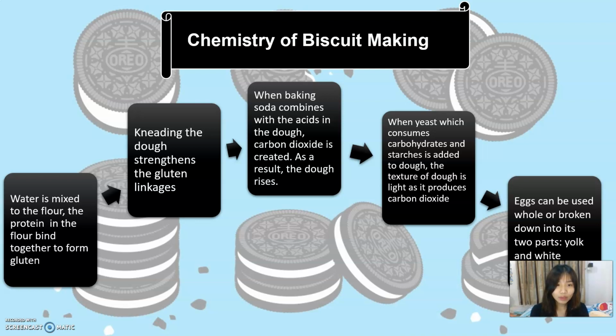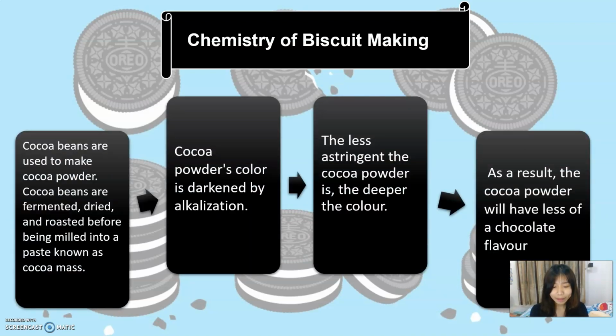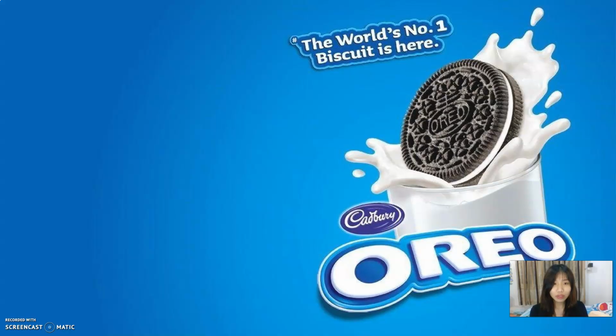Then, egg can be used whole or separated into yolk and white. After that, Oreo uses black cocoa powder. The powder form of cocoa is made from the beans. Prior to being ground into a powder, cocoa beans undergo a series of processing steps that result in the cocoa mix. Then, alkalization darkens the cocoa powder's color. The darker the color, the less astringent the cocoa powder. Consequently, the cocoa powder's chocolate flavor is diminished.